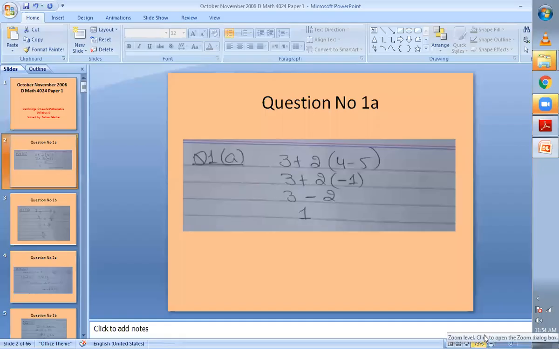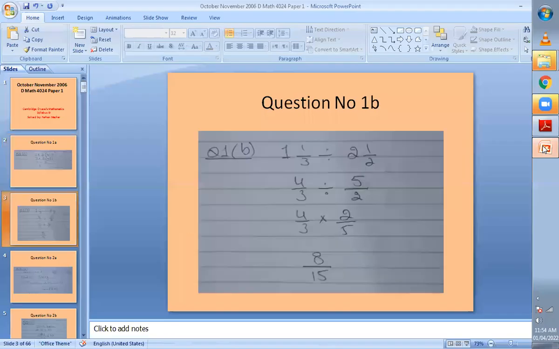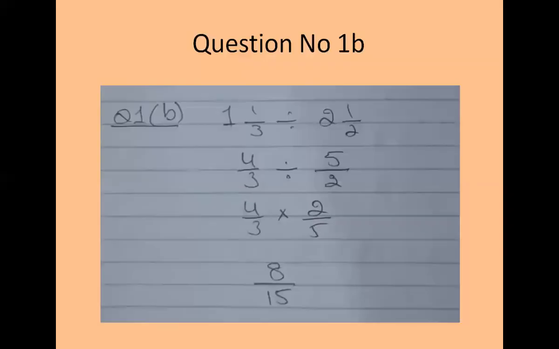Okay, so let's go to the next part. The next part is the B part, and they say 1 whole 1 by 3 divided by 2 whole 1 by 2. So we have to evaluate this. Let me show you the solution. 1 whole 1 by 3: 3 ones are 3, and 3 plus 1 will be 4, so it will be 4 by 3. 2 multiply 2 is 4, 4 plus 1 is 5, so 5 by 2.